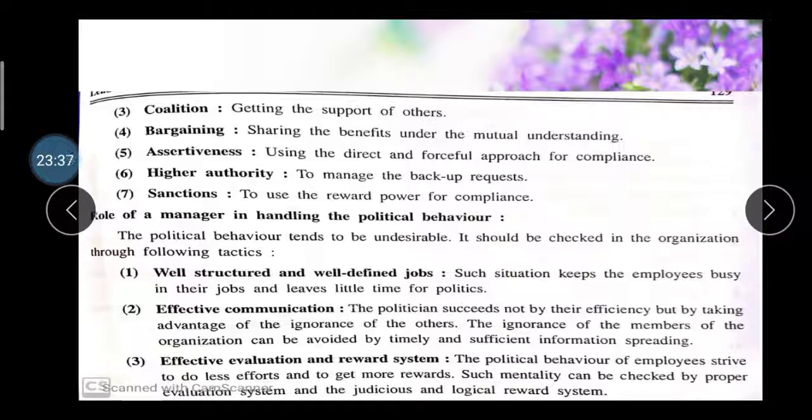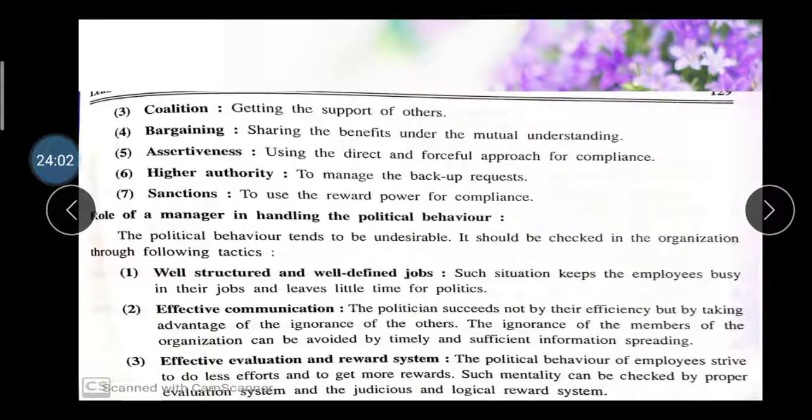Second one is effective communication. Without communication, misunderstanding is sometimes created and causes problems. Political success takes advantage of the ignorance of others. So ignorance of the members of the organization is avoided by timely and sufficient information spreading. So always try to give the right information at the right time.